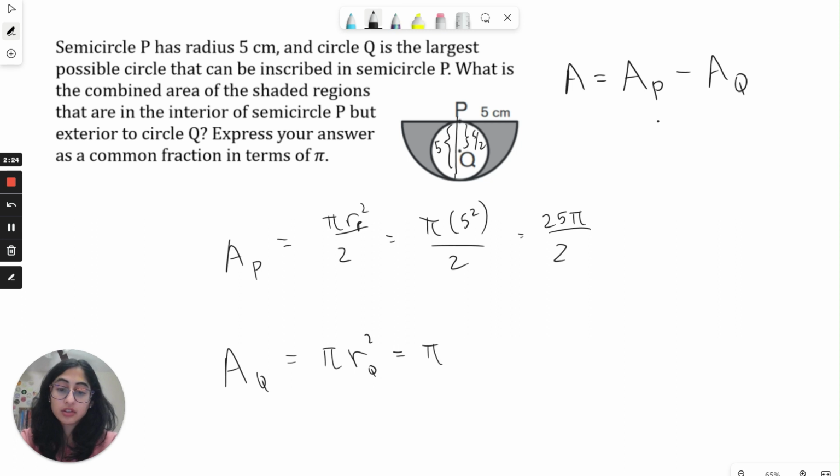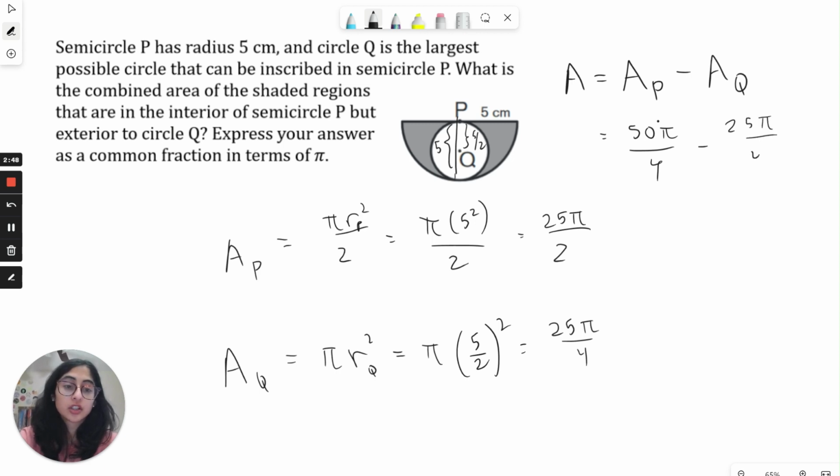So we can plug that in, and we get this. The area of circle Q is pi times (5/2) squared, which is 25 pi over 4. And remember, we're subtracting AP minus AQ, so that's going to be equal to 25 pi over 2, which is equal to 50 pi over 4, minus 25 pi over 4. So our final area of those shaded regions is going to be 25 pi over 4.